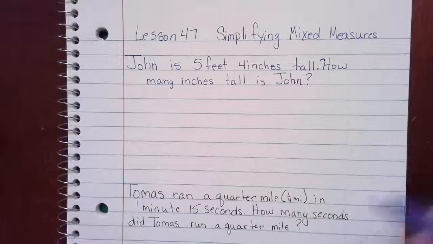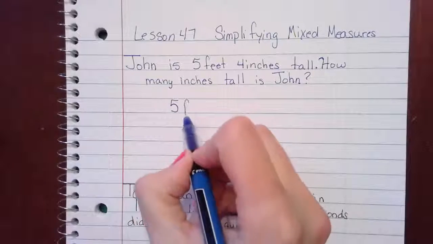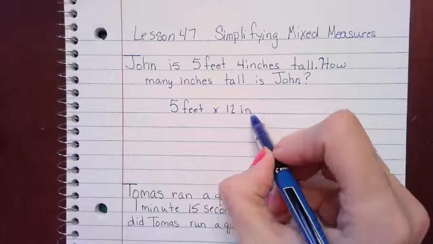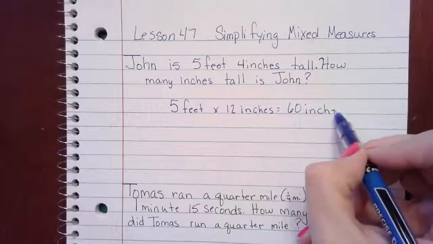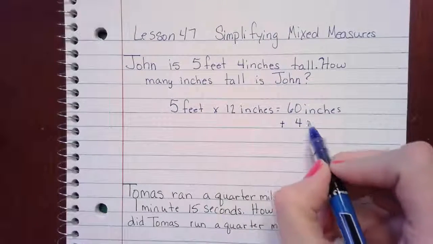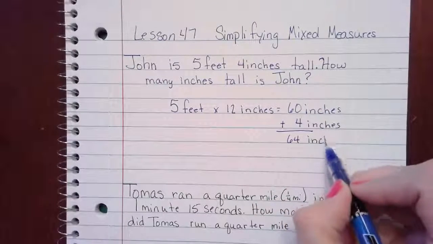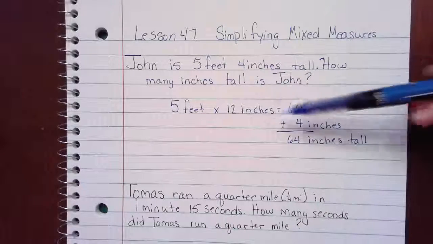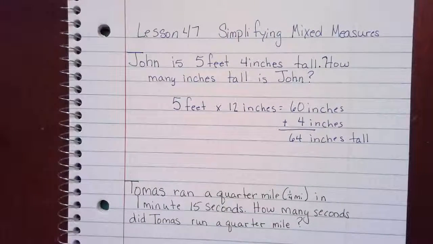So what we're going to do is we're going to convert our feet to inches. So since I have the larger unit, I'm going to have my 5 feet times how many inches per foot, which is 12 inches per foot. And that's going to give us 60 inches. We're going to have to add in those 4 additional inches. That's going to give us the fact that John is 64 inches tall. Okay? That's kind of how you do that when you're converting, or as the title says, simplifying mixed measures into one unit instead of a mixture of two.